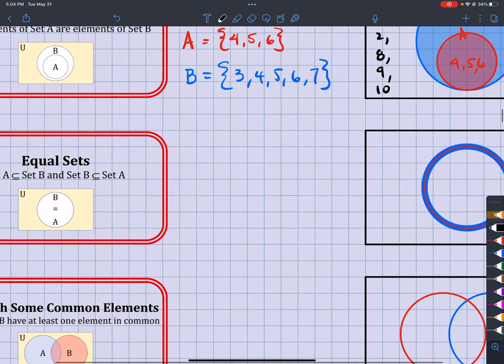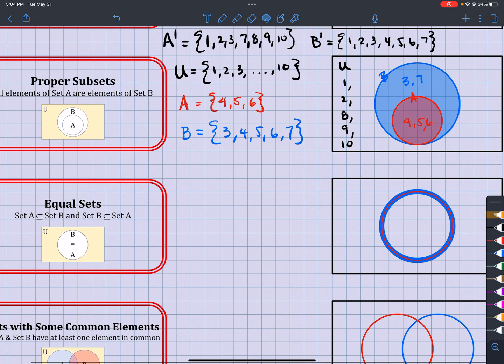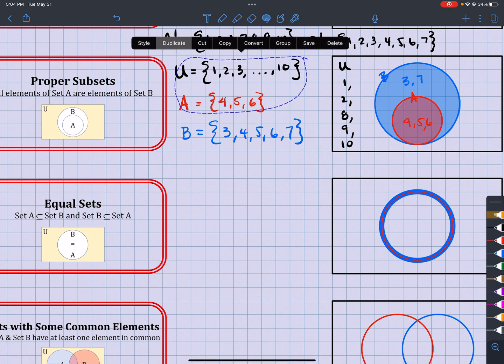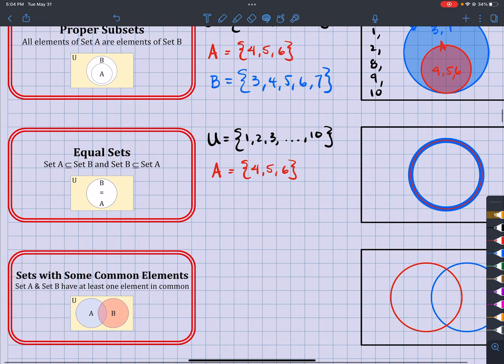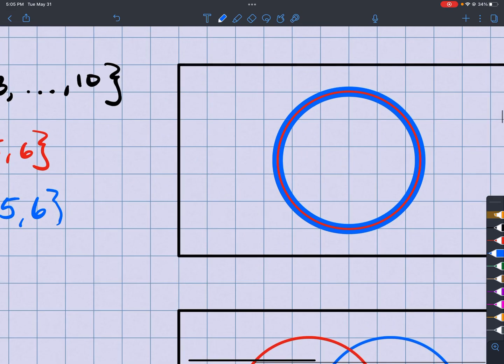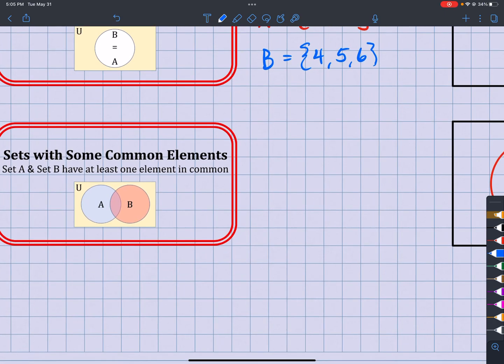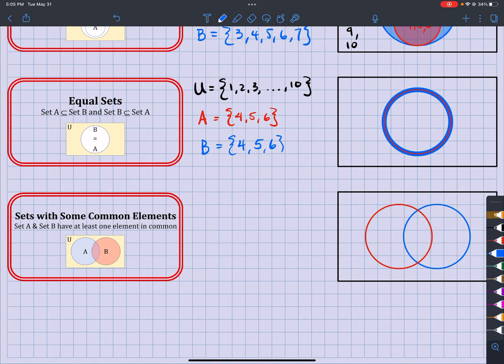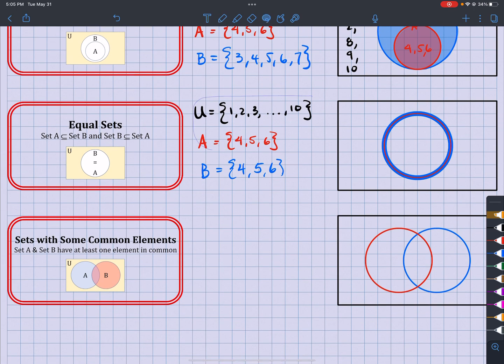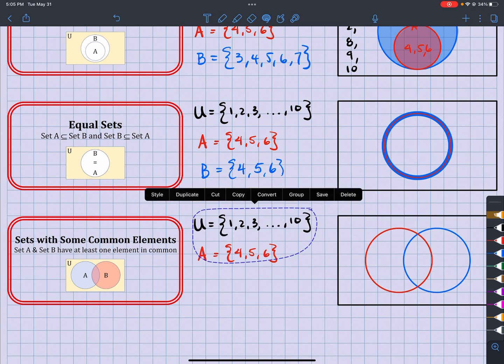An equal set. So if I was to bring this down, keeping universal set and the set A the same, then set B must have exactly the same elements in it. So if A has 4, 5, 6, B has to have 4, 5, 6 because these two are exactly the same. There's no difference, okay? All right, so what if we have a set with common elements? Okay, so let's say, again, I keep the universal and the A consistent. Let's make up a new B here.